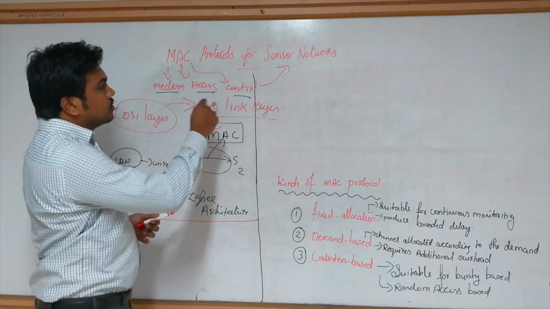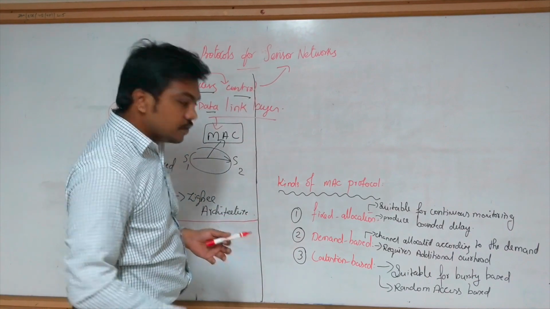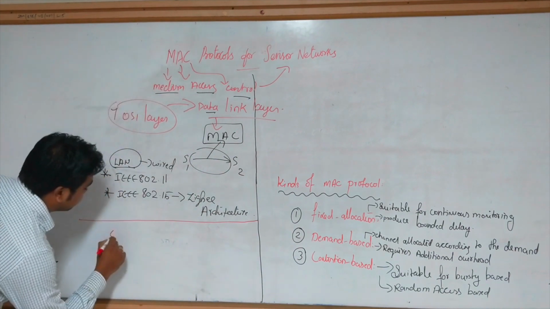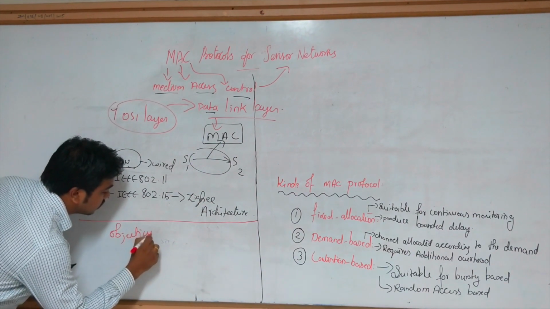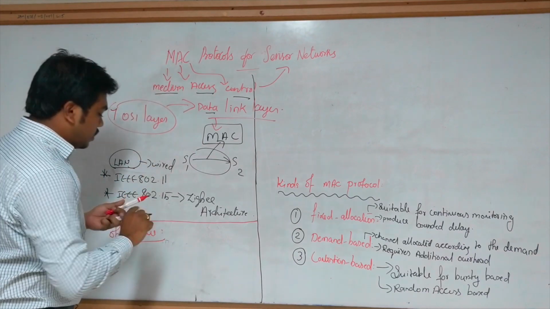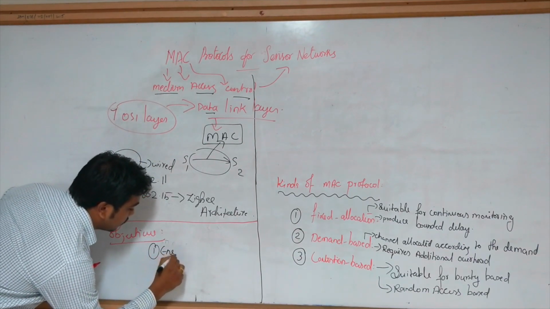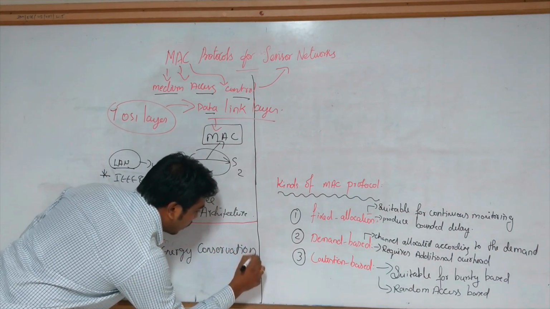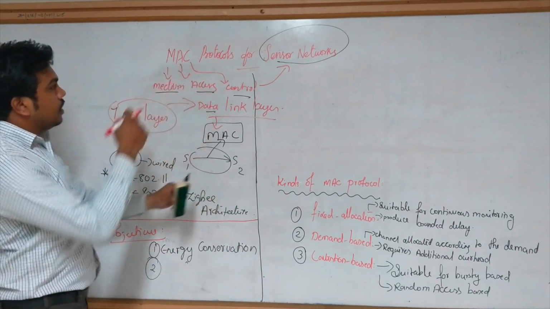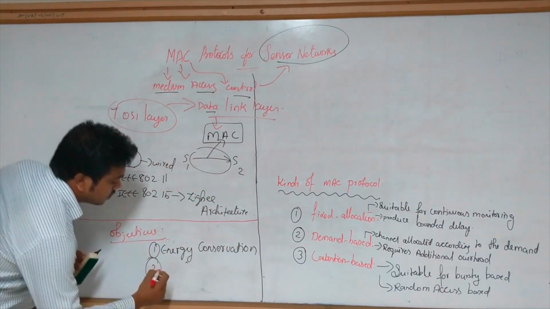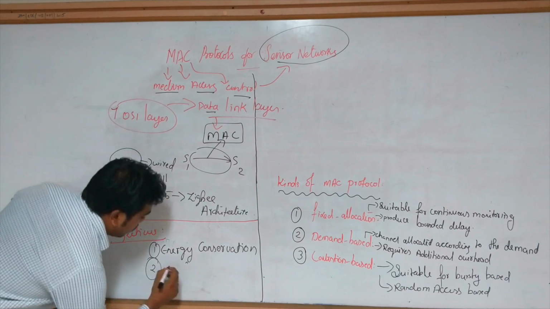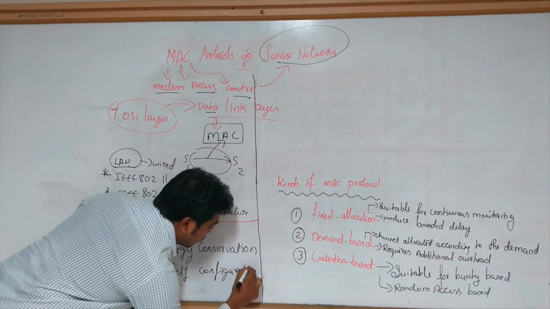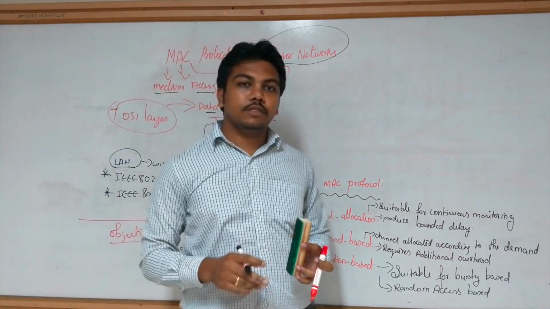Using this medium access control in the sensor network, what is our objective? If you ask me that kind of question, the answer is very simple. The major objective of using MAC in the sensor network is, first, energy conservation. The second objective of our MAC protocol for sensor networks is self-configuration. So these are the two objectives.